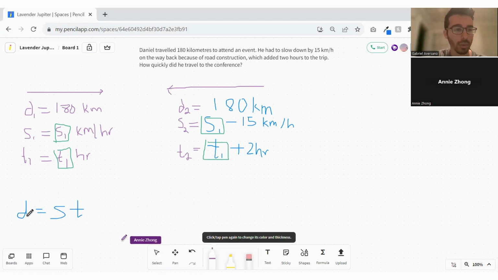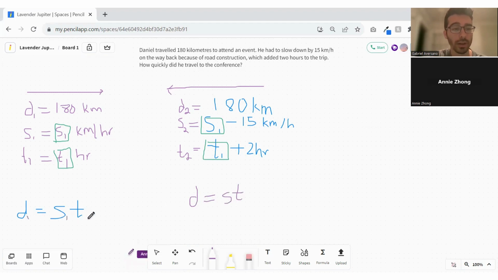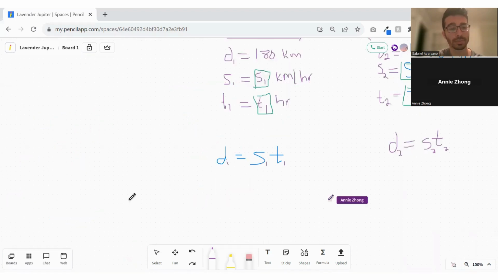Perfect. And I'm just going to add one little thing here because we're going to have the same equation on this side. Distance is equal to speed times time. So I'm going to put a little 1 over here and a little 2 because it's going to be the speed on the way coming home multiplied by the time on the way coming home is equal to 180. And then same thing over here with the initial information.